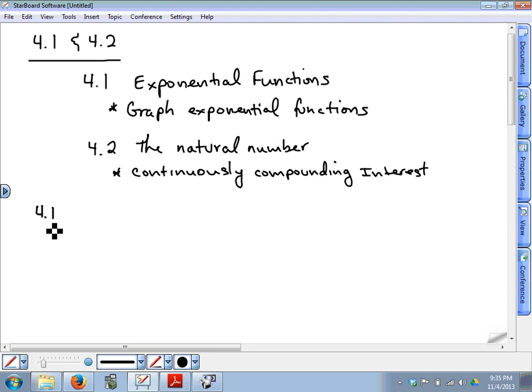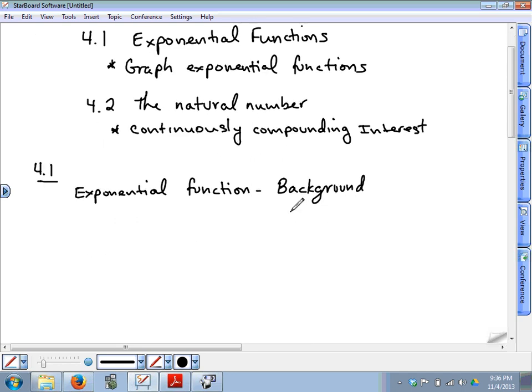So let's start with 4.1. What is an exponential function? As opposed to other types of functions that we've learned about thus far. We've learned about polynomial functions, we've learned about rational functions. So, quick little background. You can keep track of some things we've learned about.